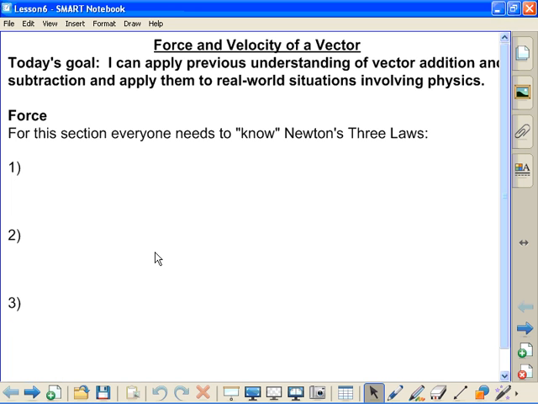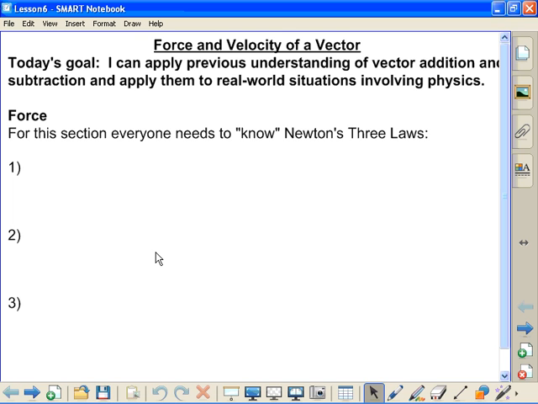Okay, in this lesson we're looking at force and velocity as a vector. So what's the goal for this particular lesson? I can apply previous understanding of vector addition and subtraction. So we're going to have to be able to use our addition and subtraction we just finished, and we're going to start applying them to real-world situations involving physics.